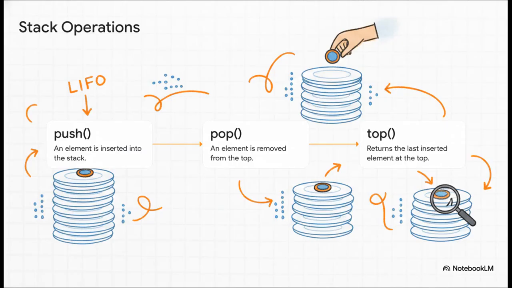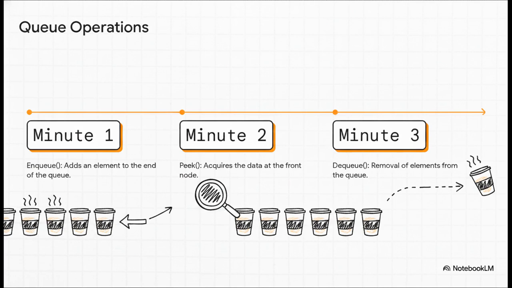Next up is the stack. You can think of a stack exactly like a stack of plates in a cafeteria. It strictly follows a last-in, first-out order, or LIFO. You are only permitted to insert and delete items from one specific end of the list. So you use a push operation to insert an element right onto the top, a pop operation to remove the most recently added element from the top, and a top operation to just peek at that last element without actually removing it.